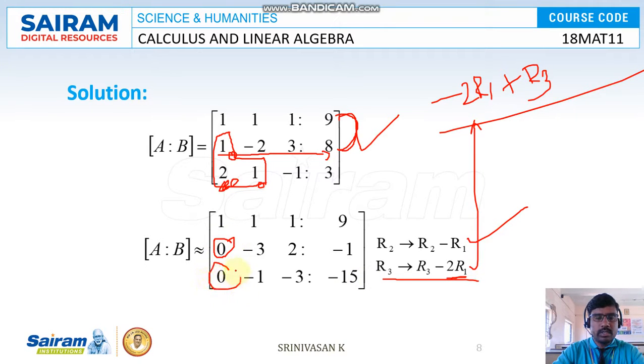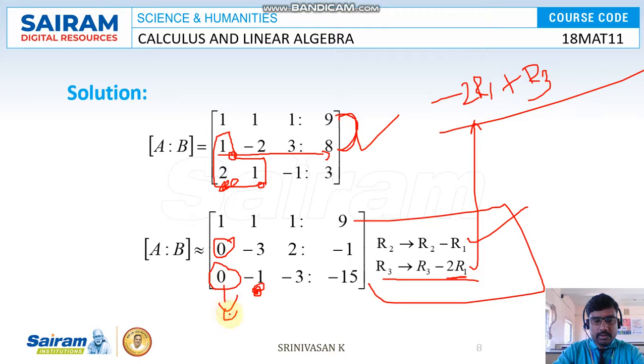Next, we have to make a zero here by using the second row. Don't use the first row. If you use the first row, your earlier zeros will be lost. If you add the first and third rows, you will get a value back here, so that is the wrong process. Just compare this. So this is minus 3, this is minus 1.